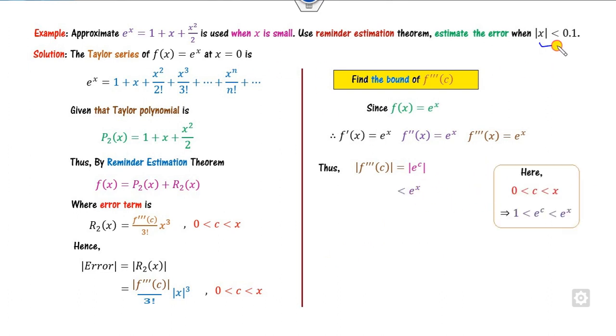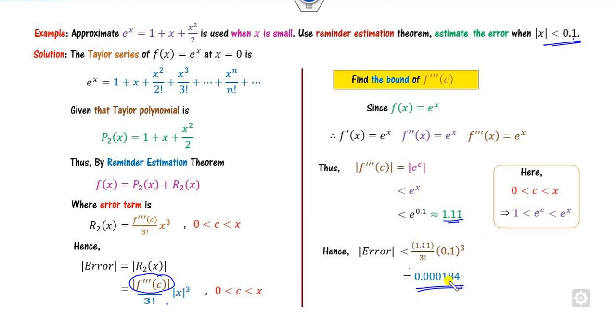Now what is given to you? |x| is less than 0.1, which means x lies between minus 0.1 and 0.1. Again, because the exponential is an increasing function, we can write it like here. So what is the meaning of this? This number is less than e raised to the power 0.1, which is approximately 1.11. So I can substitute all the values here: the error is less than 1.11 over 3 factorial times 0.1 cubed. So this is the error of this question: the error when you truncate this Taylor series of e raised to the power x up to the second degree.